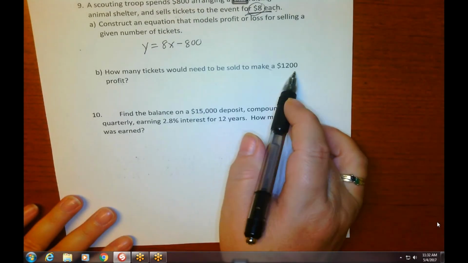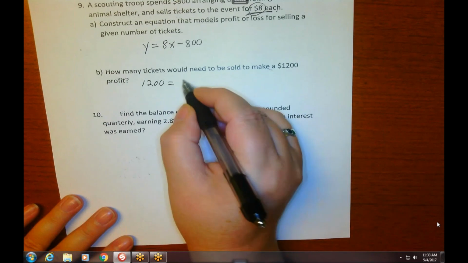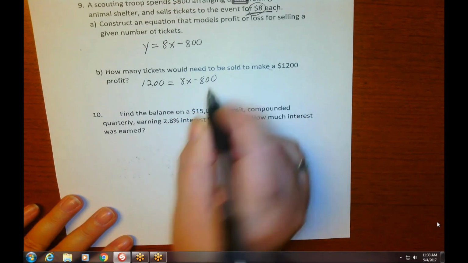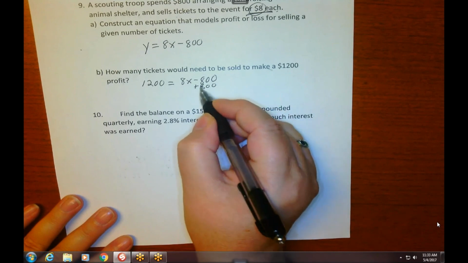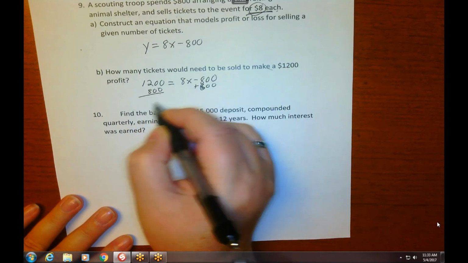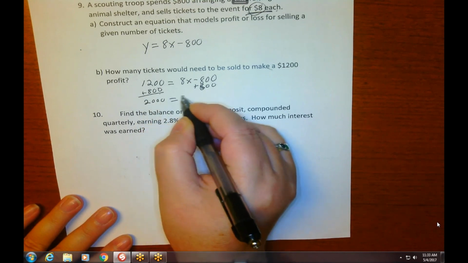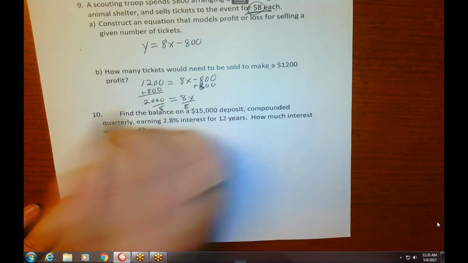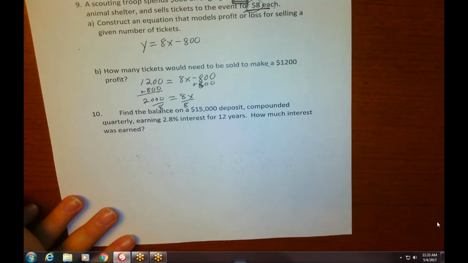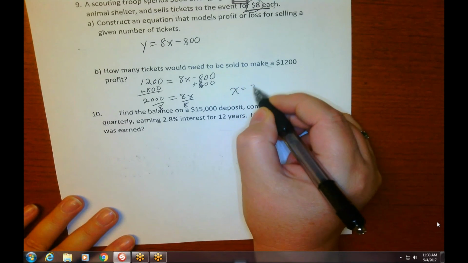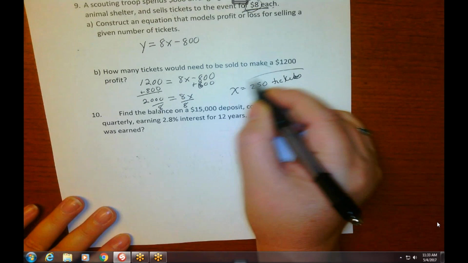How many tickets do you need to sell to make a $1,200 profit? 1,200 equals 8x minus 800. You're in the hole 800. So to make 1,200, you've got to recoup that 800 loss. You actually need to make $2,000. Each ticket is $8, so divide that 2,000 divided by 8. You need to sell 250 tickets. Okay.